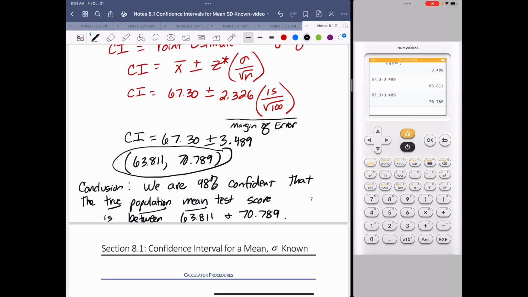Now, you will get questions like this. Someone says the test score will be 70 next year. Does your interval support that? And you're going to be real basic in your explanation. You're going to say, yes, 70 is in my 98% confidence interval. Someone might say, I think the test score next year is going to be 60. Does your interval support that? And you're going to say, no, 60 is not in my 98% confidence interval. All right, so that's the end of confidence intervals for the mean when we know sigma.